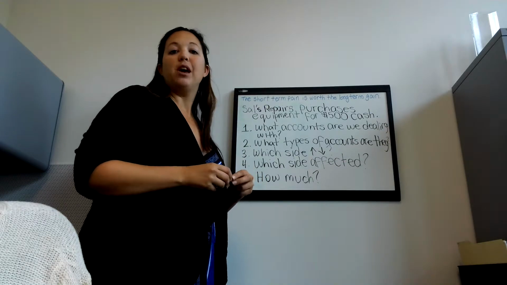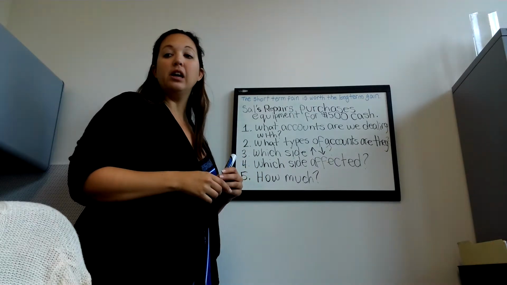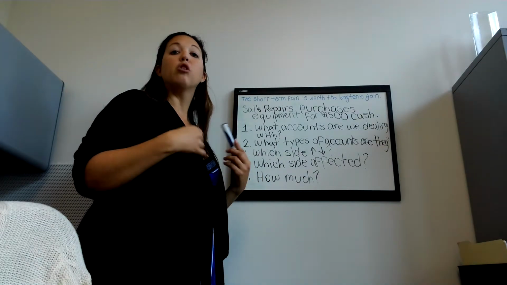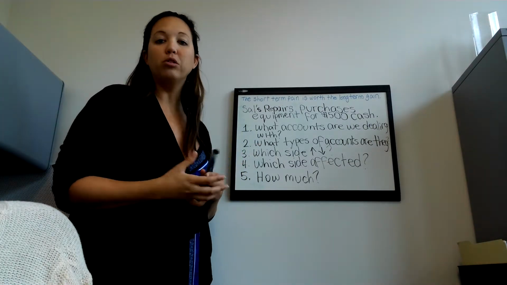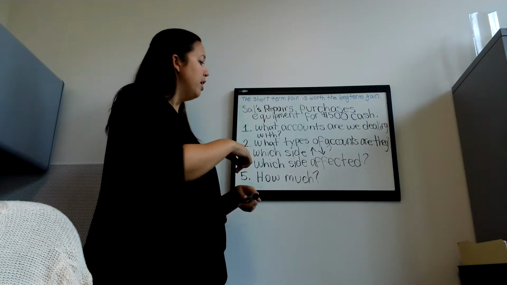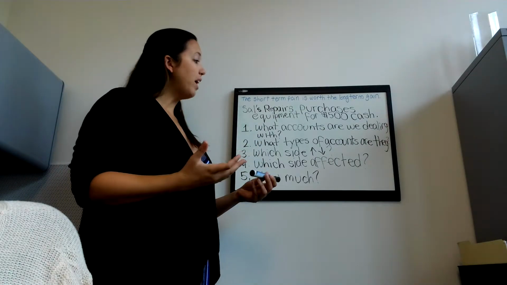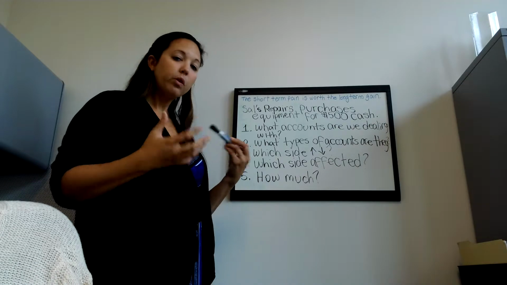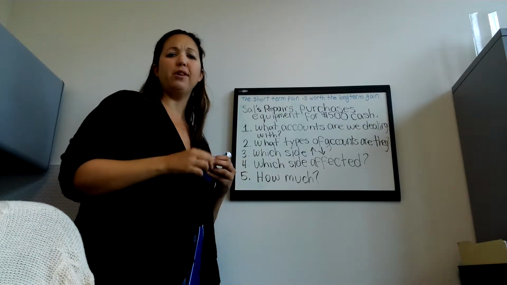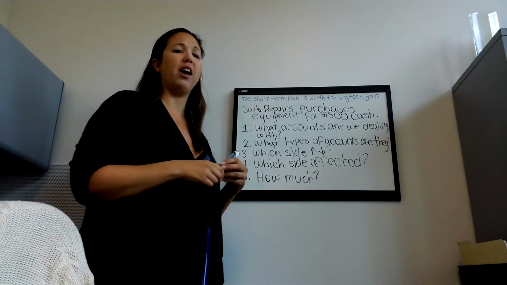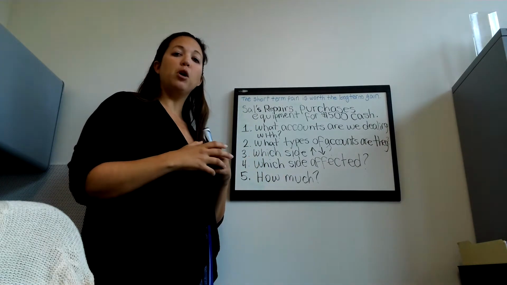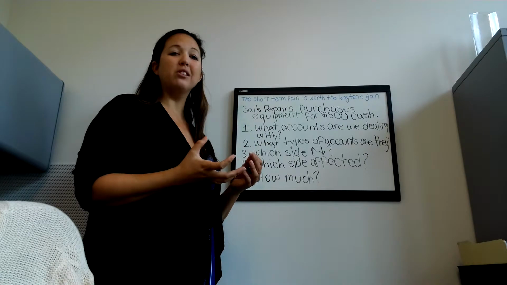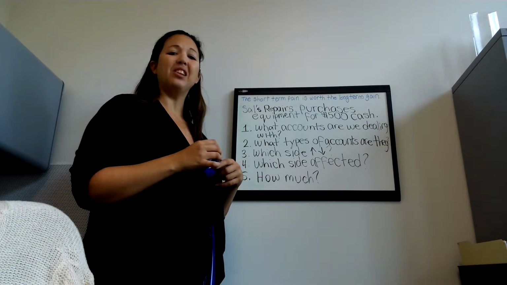I have a 5-step process that I normally go through so that I can understand exactly where and how to make the journal entry. The first step is, what accounts are we dealing with? What that means is, what specific account are we talking about? Is it cash? Is it accounts receivable? Is it a certain type of expense? Knowing what accounts we're dealing with.